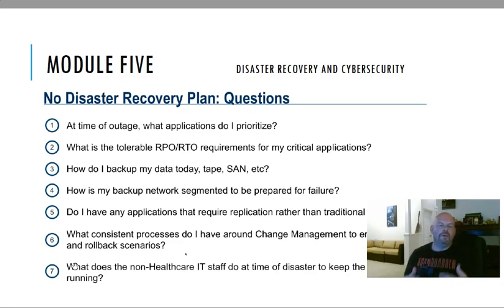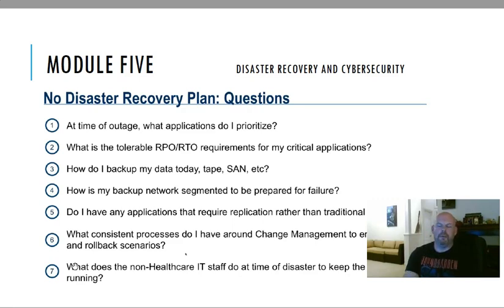And what does the non-healthcare IT staff do at the time of a disaster to keep the business running? And that would be basically anybody who's not in healthcare IT. So the clinicians, what are they doing to keep the business running? What are the people in registration?